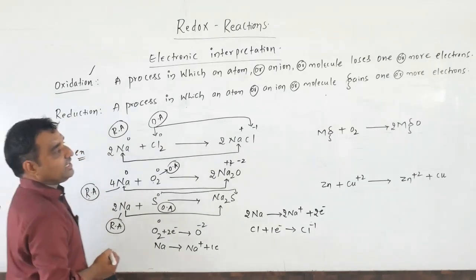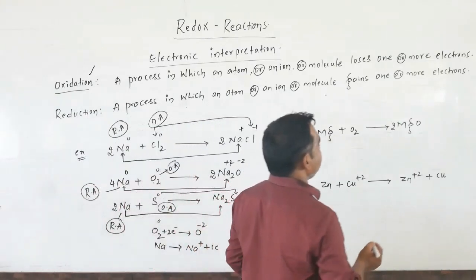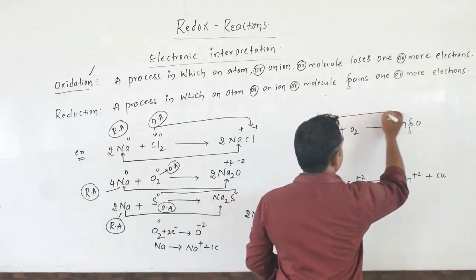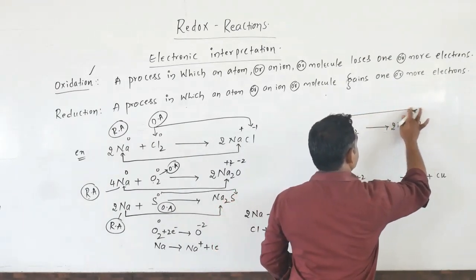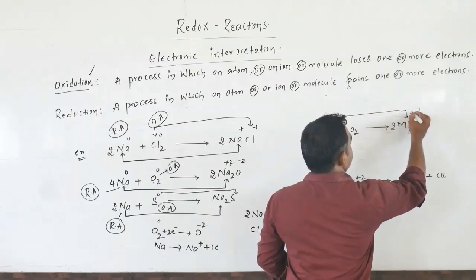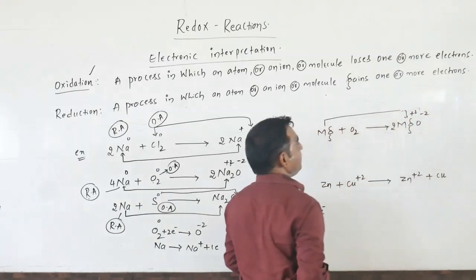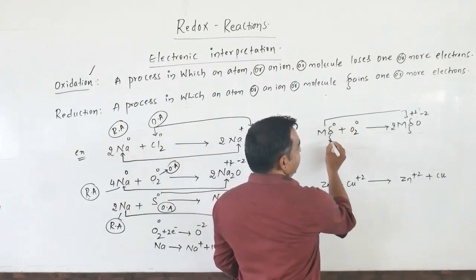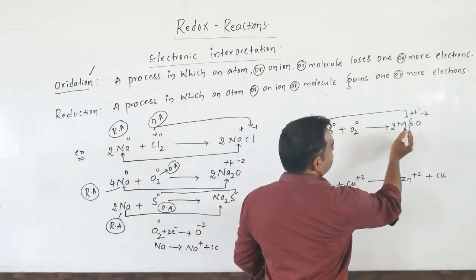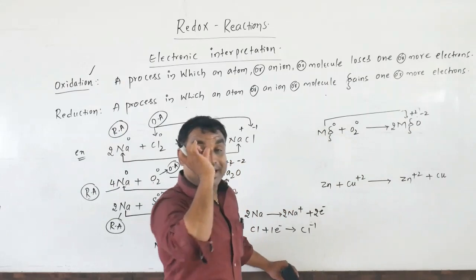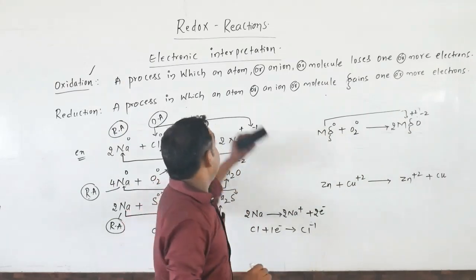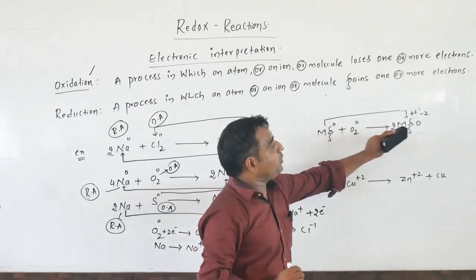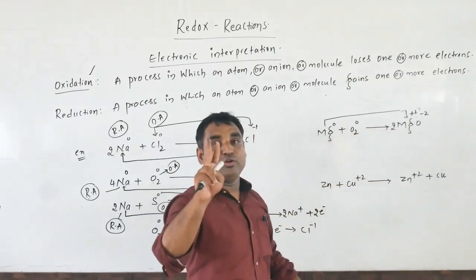Now we can take some more examples, like magnesium converted into magnesium oxide upon treating with oxygen. Here plus 2, minus 2, and the elements are 0, 0. Magnesium is converted into magnesium plus 2 by the loss of 2 electrons, so it is oxidized. Oxygen is converted into O minus 2 by gaining of 2 electrons.